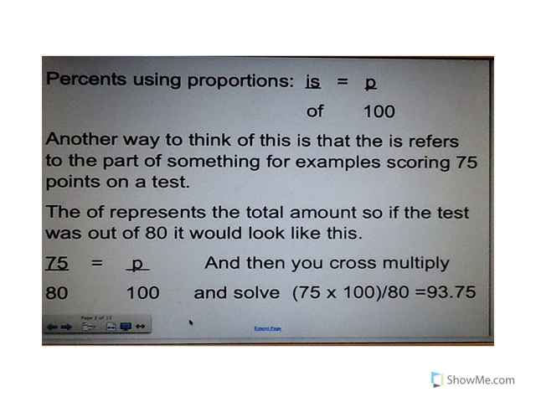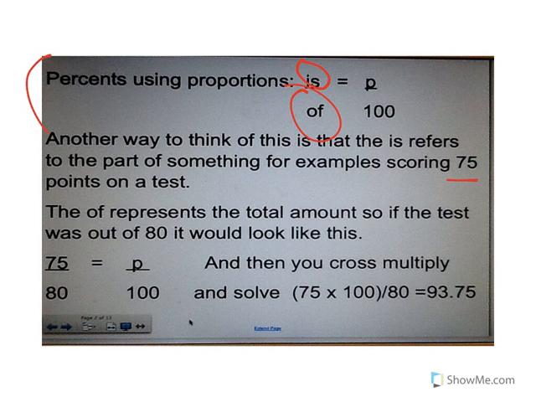So let's look at the starting point here. Before we get going, I want to remind you, we're going to use this proportions piece a lot here. It says here, percents using a proportion: is over of is equal to percent over 100. Now, that's one way of thinking about it. Another way to think about it is that the is part refers to the part of something. So let's say you got 75 points on a test out of however many points. Then the of part represents the total amount.